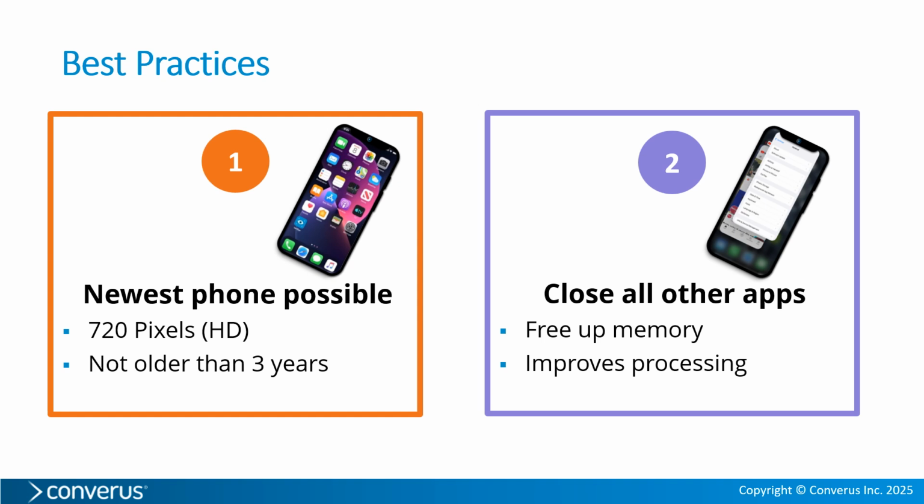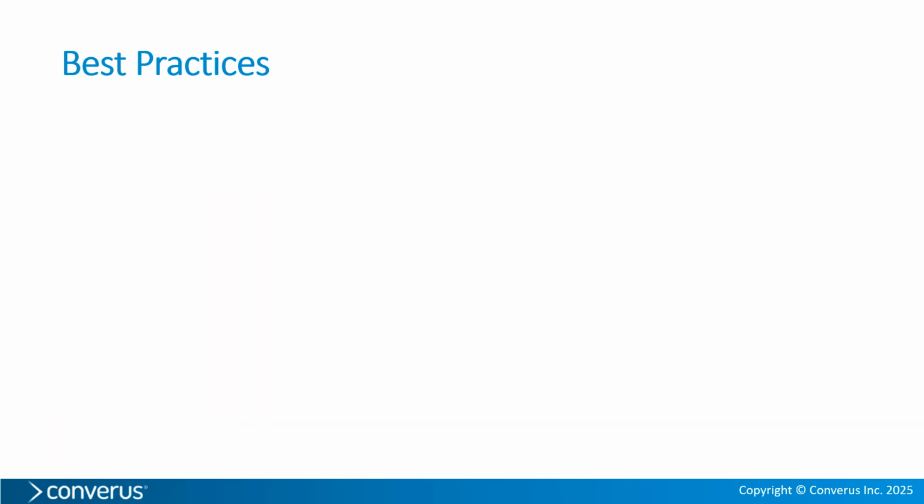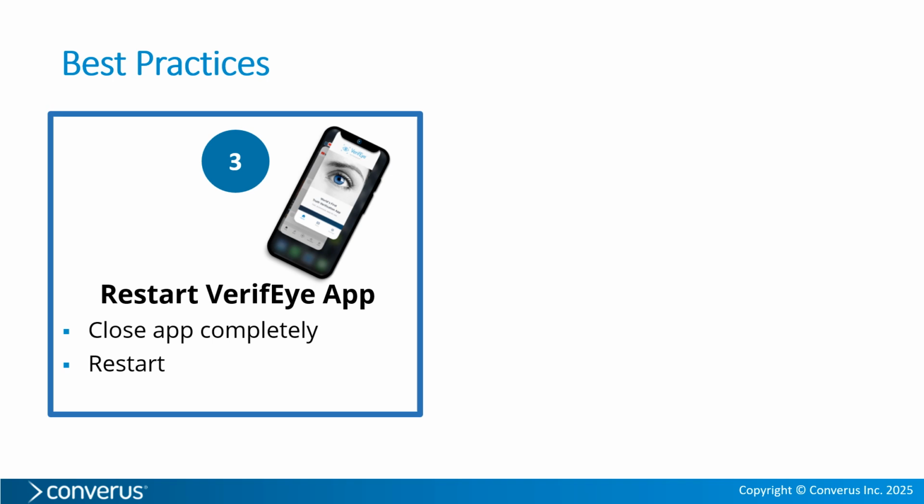Second, were all apps closed down during the test? Closing an app is not the same as suspending the app. Closing the app requires swiping the app off the screen. Third, if it was not the first test during the day, was the VerifEye app closed down between tests? This means it should be closed by swiping it off the screen and then reopened to begin the new test.